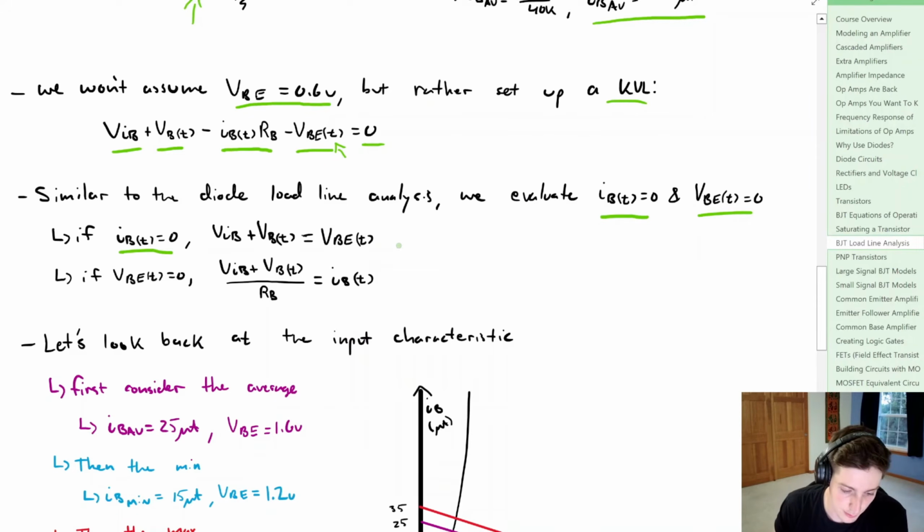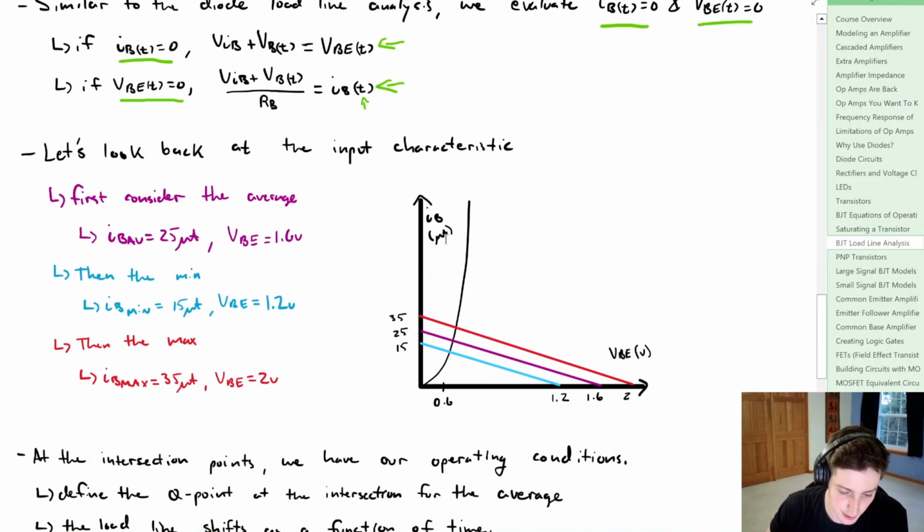So if the base current is equal to 0, we simply get this term here. And if we move on to the second step, where VBE is equal to 0, we get our base current to be some values, but again, notice the time dependence here. And because we have all our values defined above, we can actually plug in what these values would be.